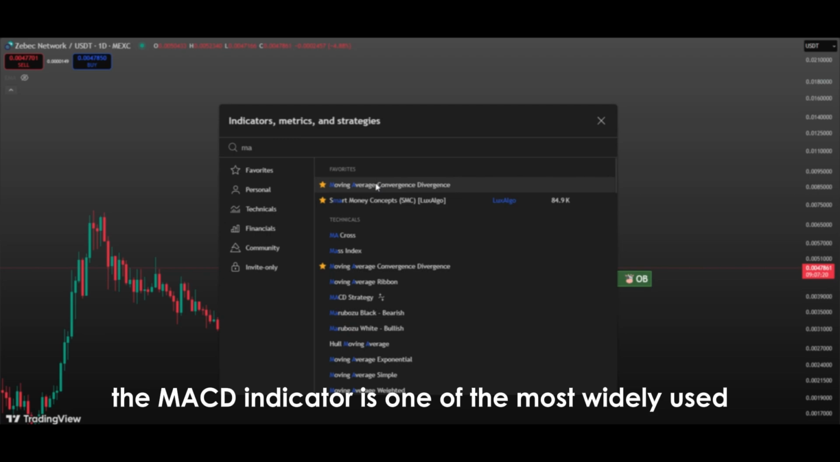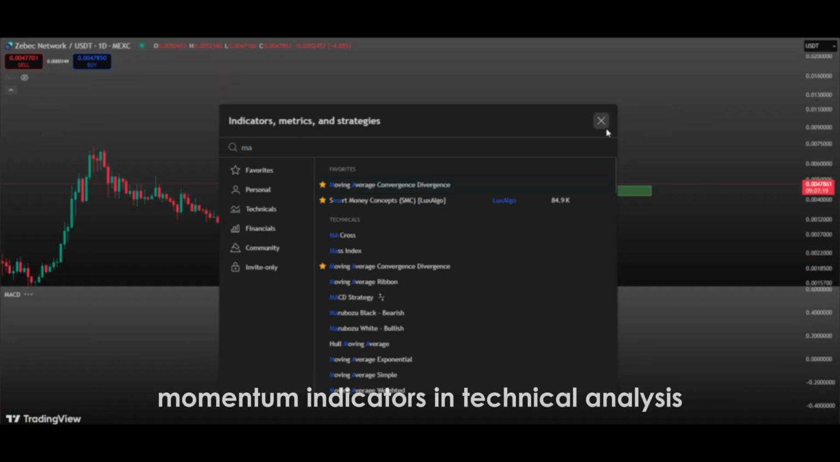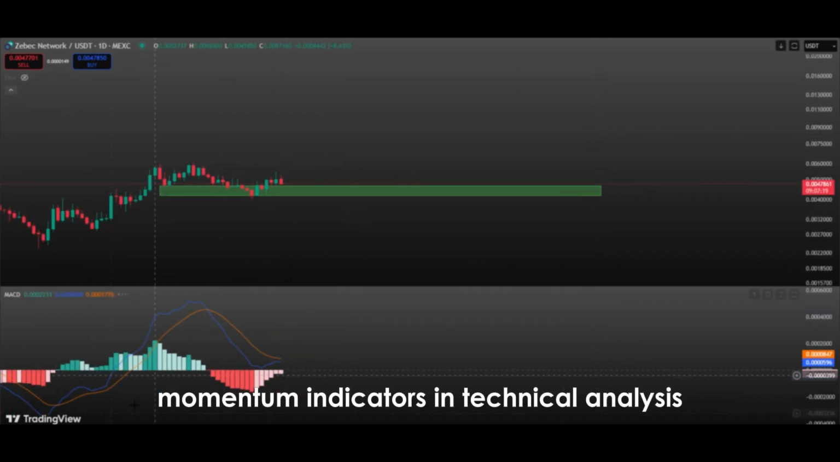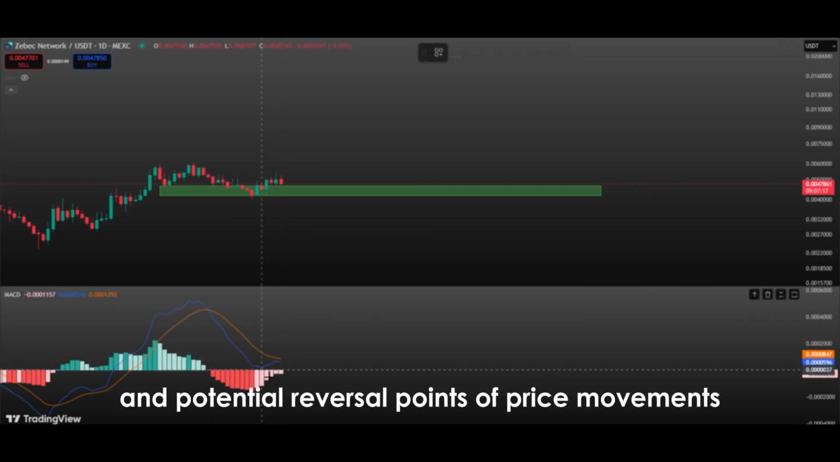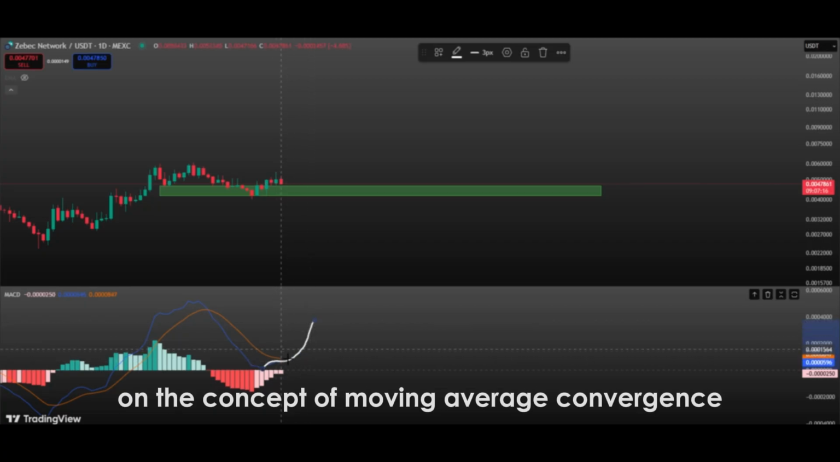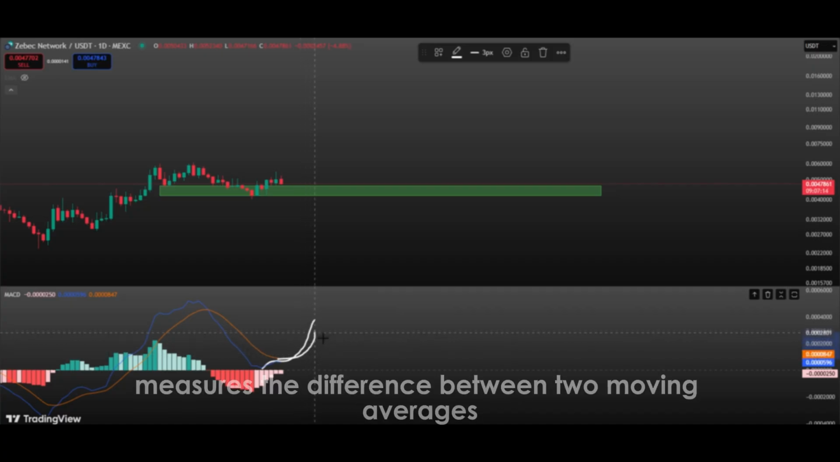The MACD indicator is one of the most widely used momentum indicators in technical analysis, and is highly effective in determining the direction, strength, and potential reversal points of price movements. MACD is based on the concept of moving average convergence-divergence and essentially measures the difference between two moving averages.